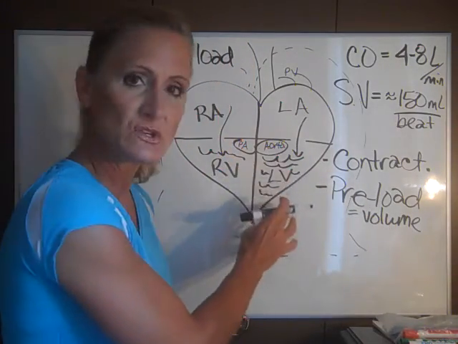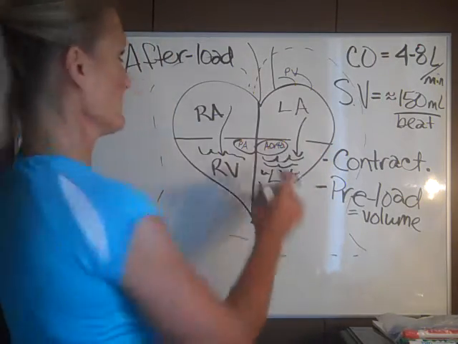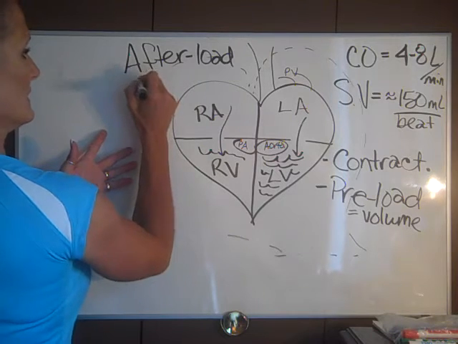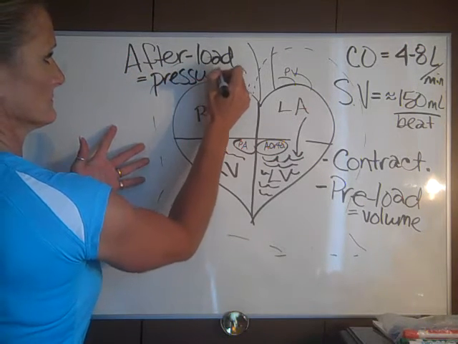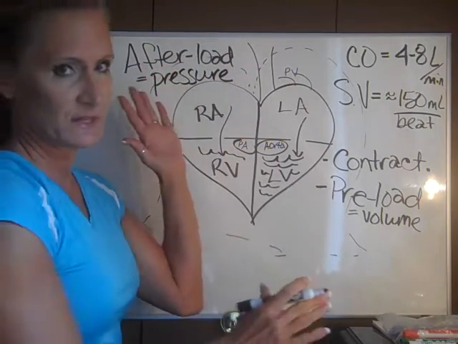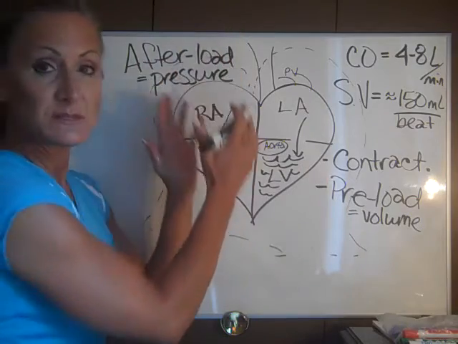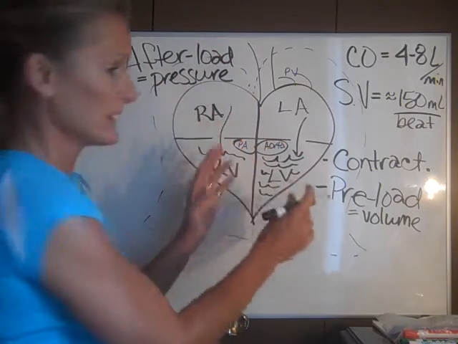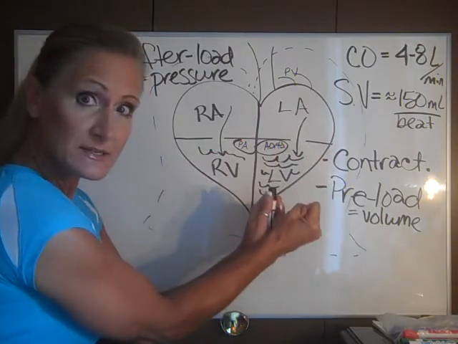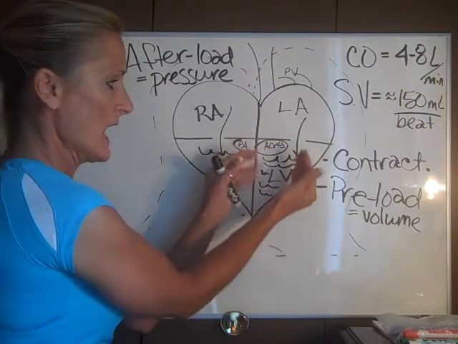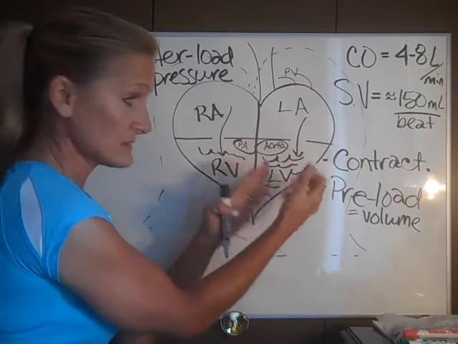Preload is a measure of volume, and that's how that affects cardiac output. Afterload is a measure of pressure. Okay, two different things. Preload's measuring fluid. Afterload is measuring pressure, because now these three things are affected. How hard is that cardiac muscle contracting? How much fluid is in the ventricle when that ventricle is contracting?